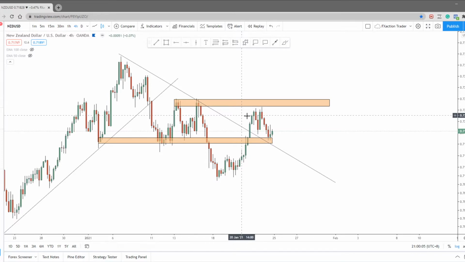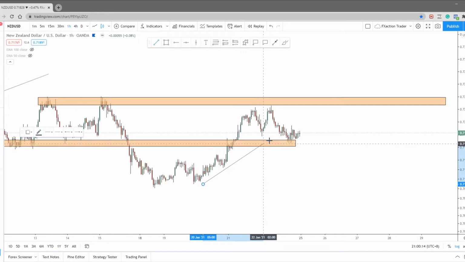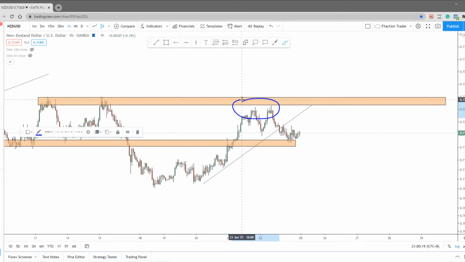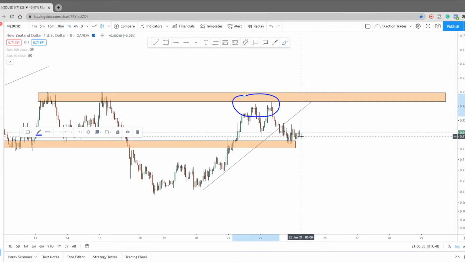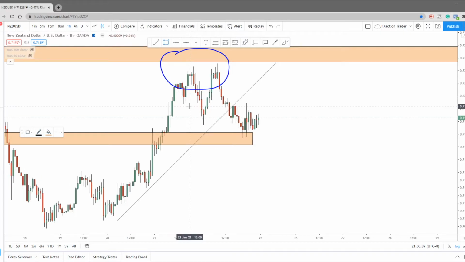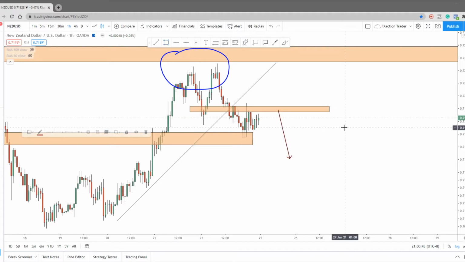If we scale down to H1, we can also see that another trend line has been broken, and there is also a chart pattern, a double top pattern, a very good confirmation of a trend reversal pattern. This double top means we can look for the chance to short this pair. For me, I would prefer the market to retest the neckline again, and from here I'm going to look for a short signal or a sell trade.